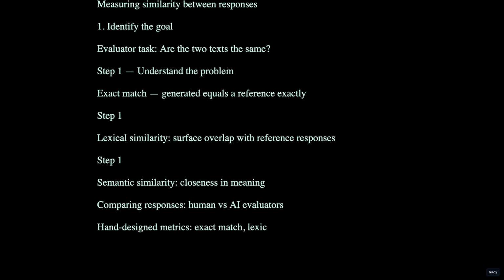We commonly use three hand-designed metrics: exact match, lexical similarity, and semantic similarity. Exact match is binary. Either the output equals the reference or it doesn't, while lexical and semantic measures produce graded scores, for example 0 to 1 or -1 to 1, that capture partial agreement. Even though AI-as-Judge methods are flexible, industry workflows still rely on these hand-designed metrics for their precise, interpretable signals.